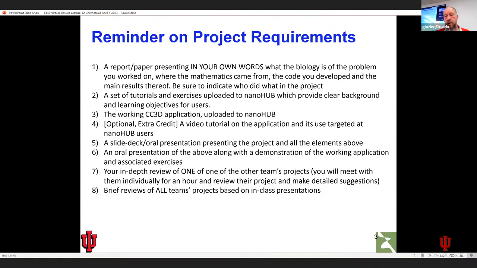You'll be expected to have a slide deck and do an oral presentation of the project. And you'll also be expected to partner with one of the other teams and do a detailed review of their project. And that has to be done in advance so that the suggestions that you have are given early enough that people can revise the projects. And then you'll also be asked to do more basic reviews of every project that's presented. But the detailed review is the more important one. And so those are the main project requirements. If there are any questions about that, please feel free to ask me or Juliano about it or Hayden. And we're happy to help you understand what the requirements are.